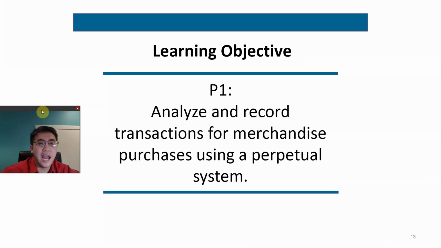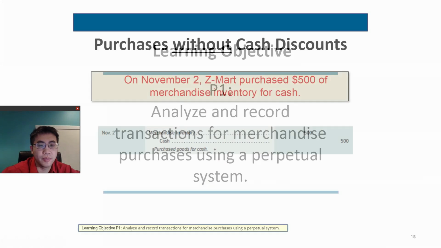Okay, so now we learn how to analyze and record transactions for merchandise purchases using a paper trail system. And the paper trail system basically means once a transaction has occurred, we update our accounting book.